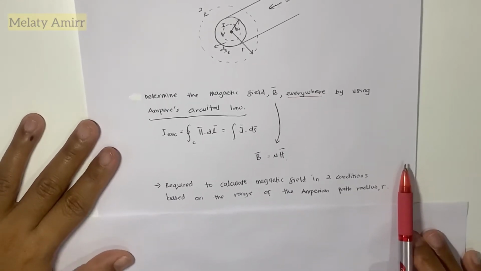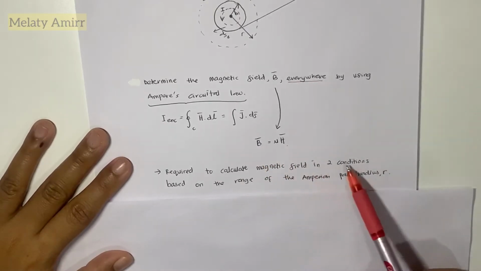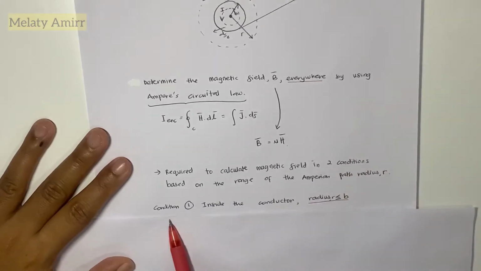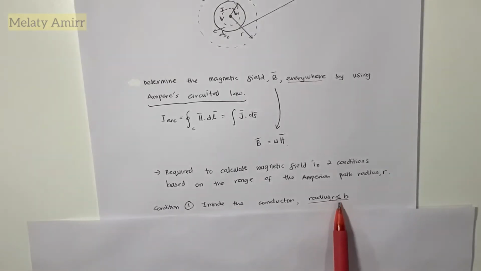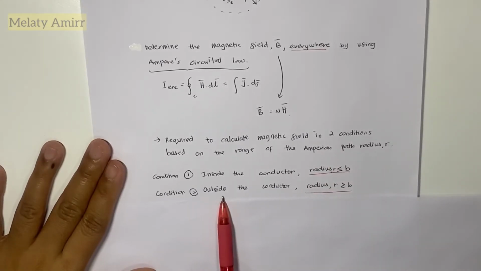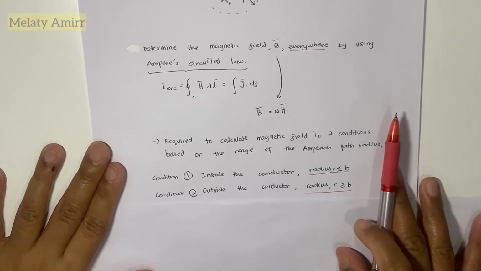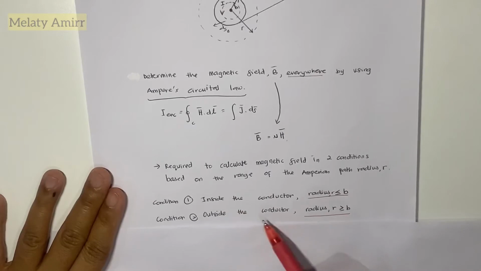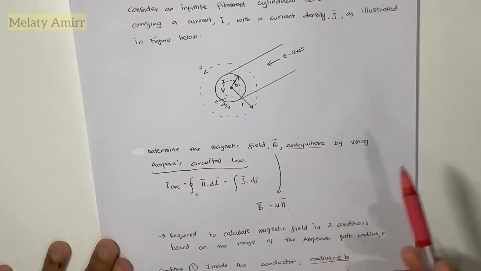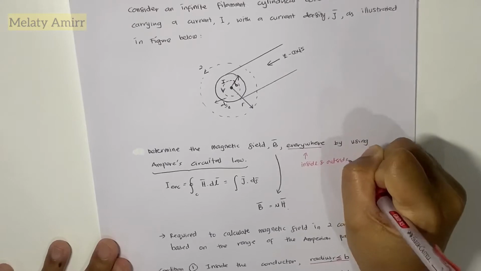So now we need to calculate the magnetic field in two conditions based on the range of the Amperean path radius r. The first condition is inside the conductor, which is radius r less than or equal to b. The second condition is outside the conductor, which is radius r bigger than b. Why do we need to calculate inside and outside the conductor? Because the question asks you to determine the magnetic field everywhere. Everywhere means inside and outside the conductor.